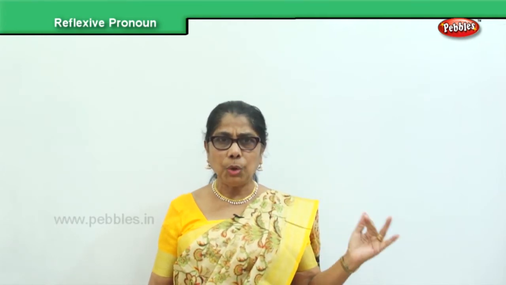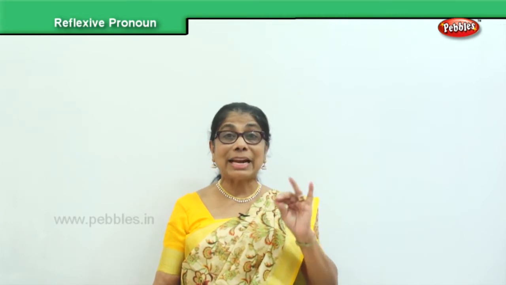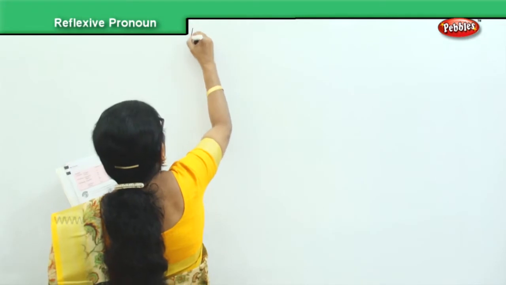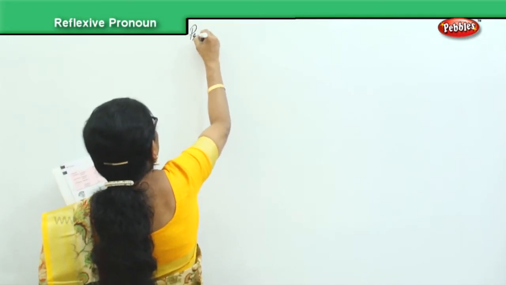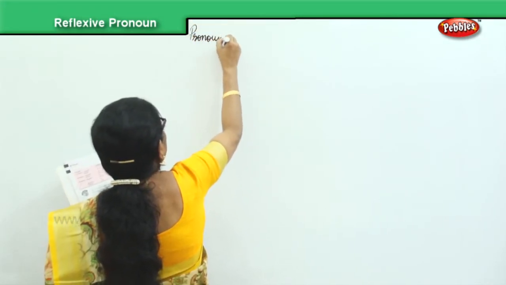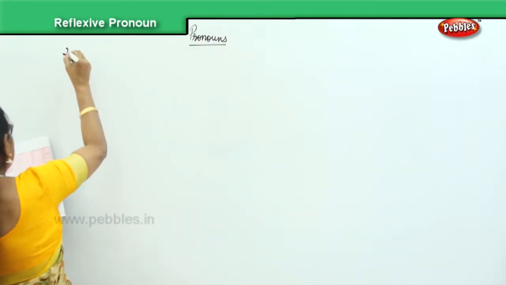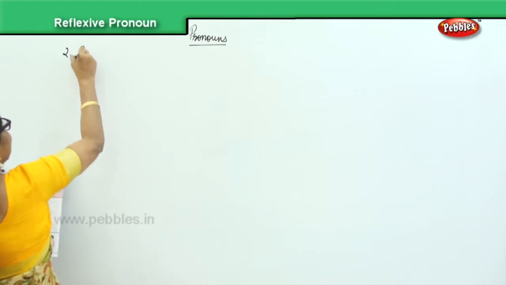We said there are 9 different kinds of pronouns. The first is personal pronoun, we completed. Now we do the second pronoun, that is the reflexive pronoun. The first one is done for you. Now we do the second one, that is reflexive.